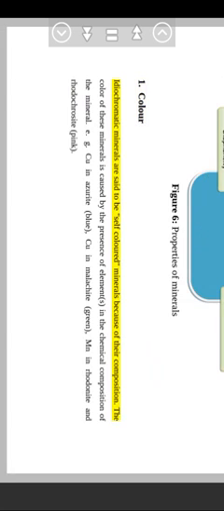1. Color. Idiochromatic minerals are said to be self-colored minerals because of their composition. The color of these minerals is caused by the presence of elements in the chemical composition of the mineral. E.g., Cu in azurite blue, Cu in malachite green, Mn in rhodonite and rhodochrosite pink.